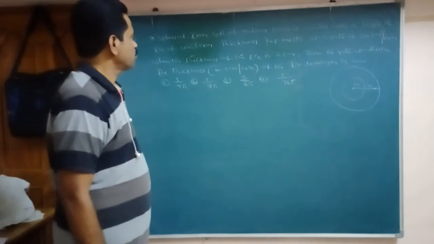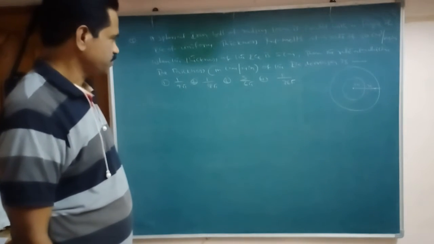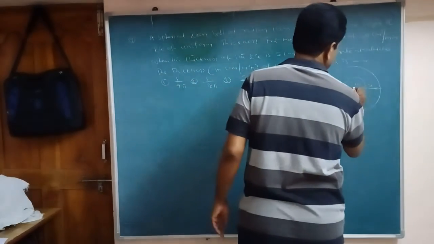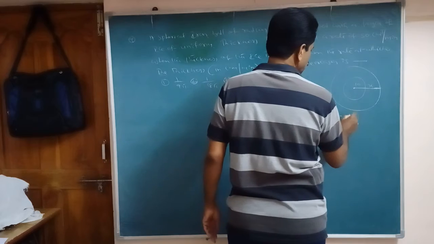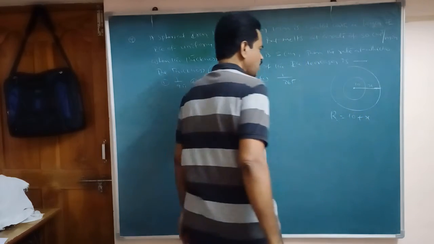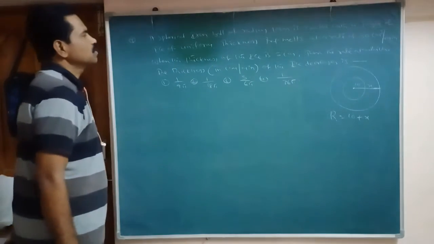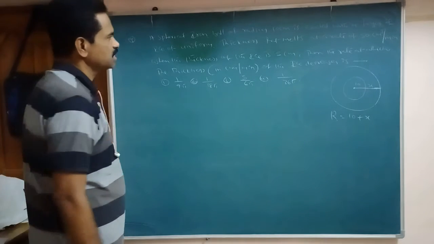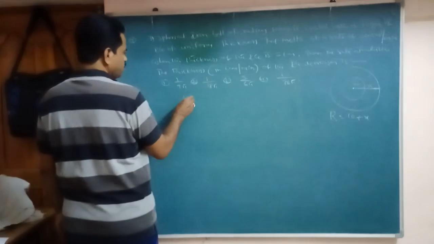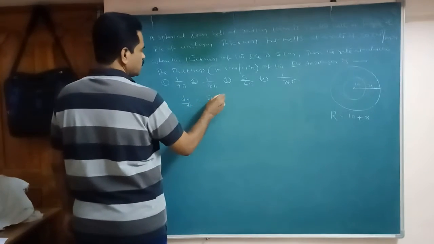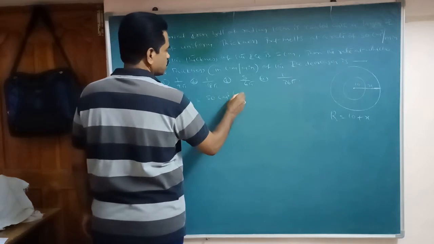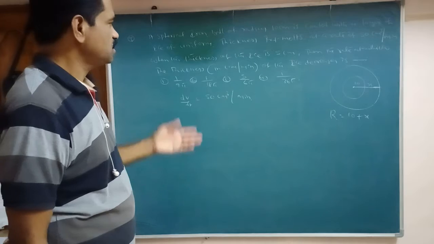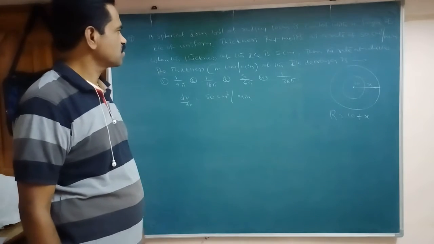A spherical iron ball of radius 10 centimeters is given. Here the total radius is capital R. It is coated with ice, so R equals 10 plus x. The coated layer has uniform thickness and melts at a rate of 50 cubic centimeters per minute, so dV by dt is 50 cubic centimeters per minute. When the thickness of the ice is 5 centimeters, that is x equals 5, then find the rate at which the thickness of the ice decreases.